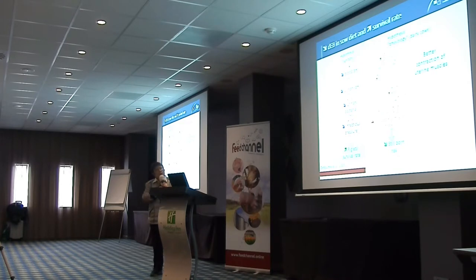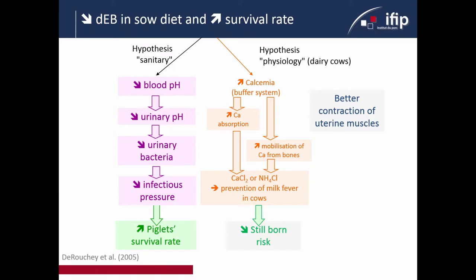And they indicate that probably we can have different ways to think about the problem, either the sanitary one or a physiological one. That means that if we manage to reduce a little bit the blood pH, assuming that it is possible without any pain or problems for the animal, or at least if we stimulate some buffer system, we can then reduce your urinary pH, then the sanitary pressure due to the health of the sow, and then the infectious pressure on the piglets at birth.